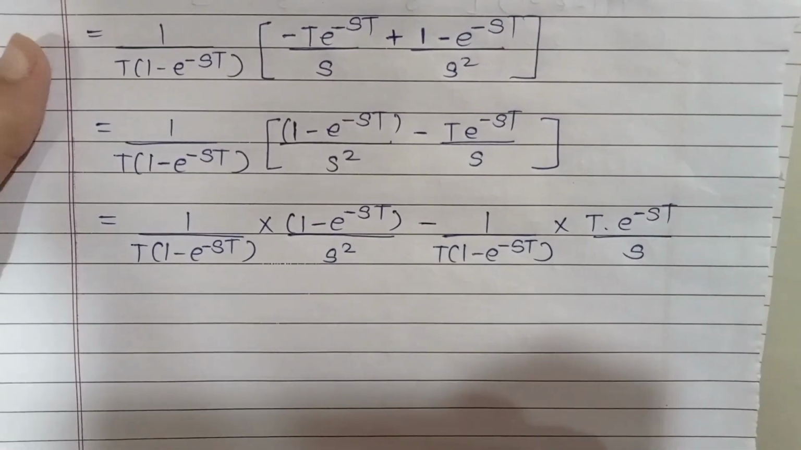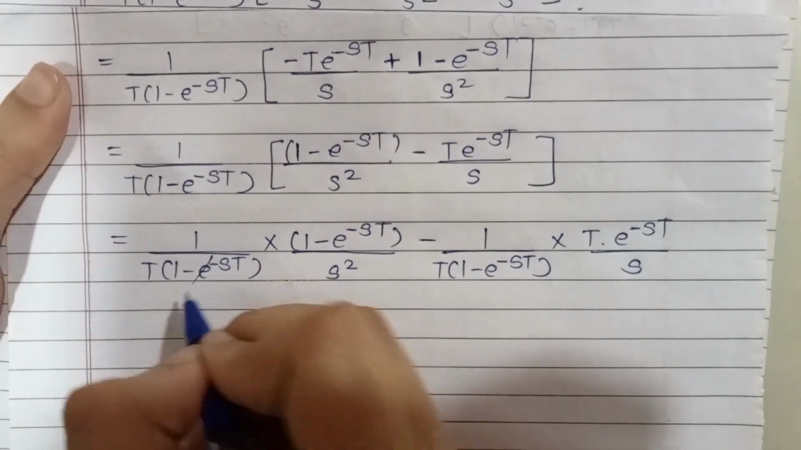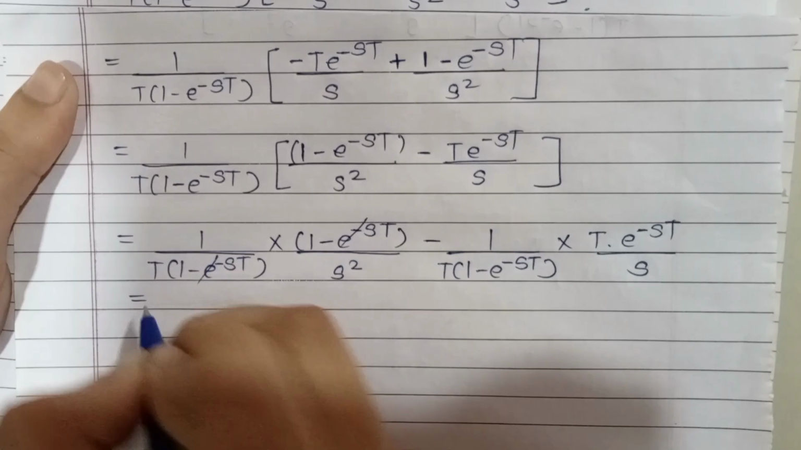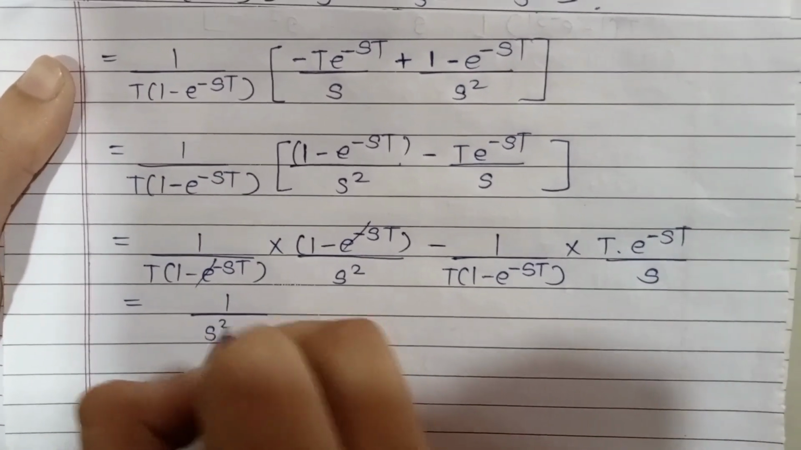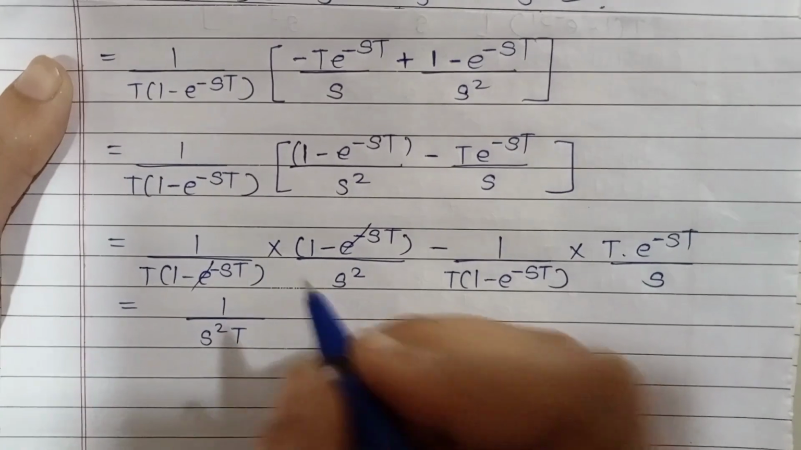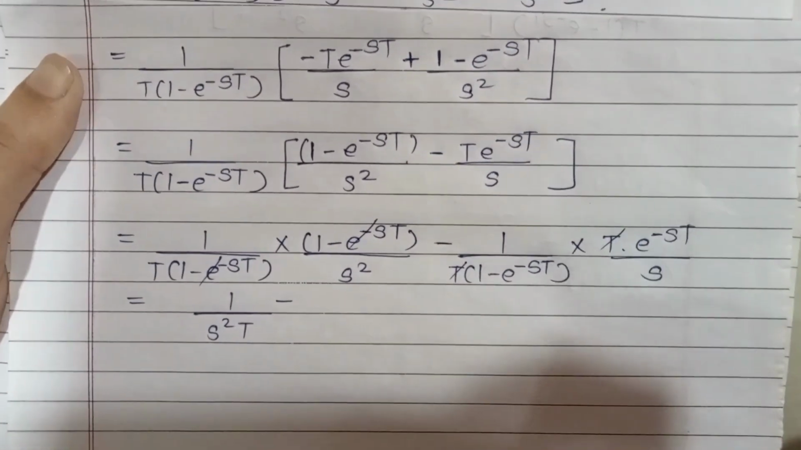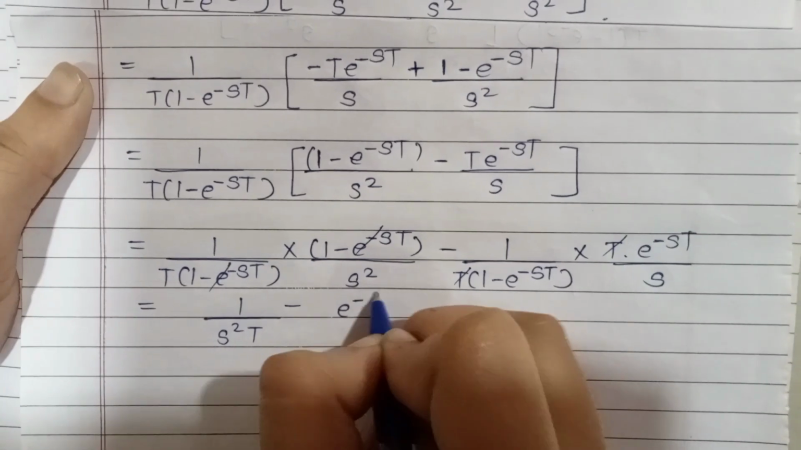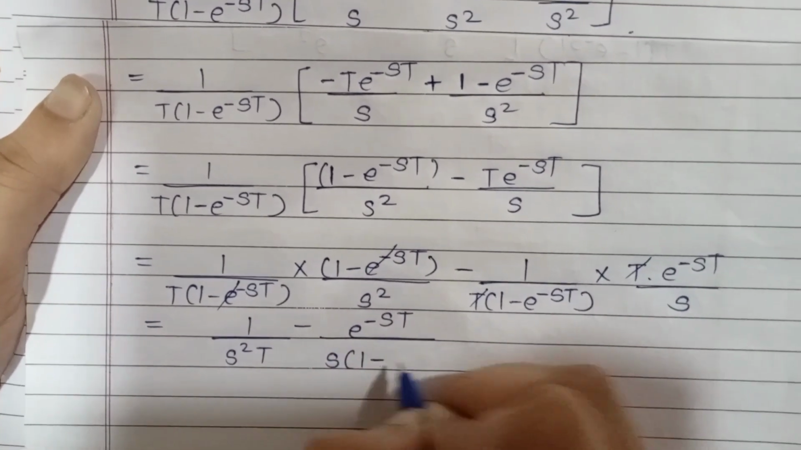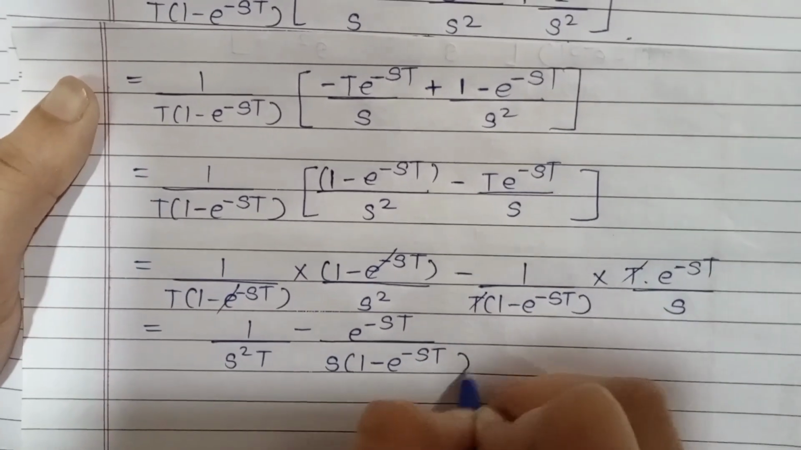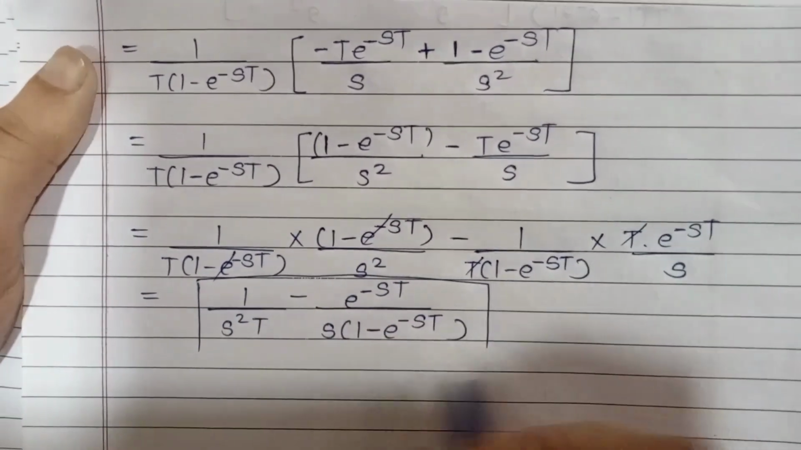Now we'll see the terms which are able to cancel. We can cancel this term with this term, yes, of course. So we can write this as 1 upon s square into T. And here what we can cancel is this T with this T. So we'll get e raised to minus sT upon s into 1 minus e raised to minus sT. So this is the final solution to this.